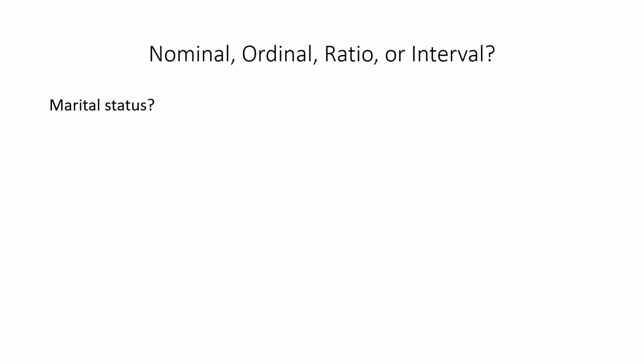So this gets us to some questions. Nominal, ordinal, ratio, or interval. What level of measurement are these? Marital status. So married, single, divorced, all of those. What is marital status? If you said nominal, you are correct because it is categories. Then if we applied numbers to it, if we applied 1 to married, 2 to single, 3 to divorced, those numbers don't mean anything, they're just identifiers.